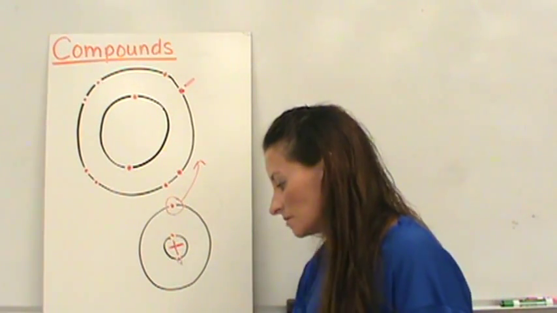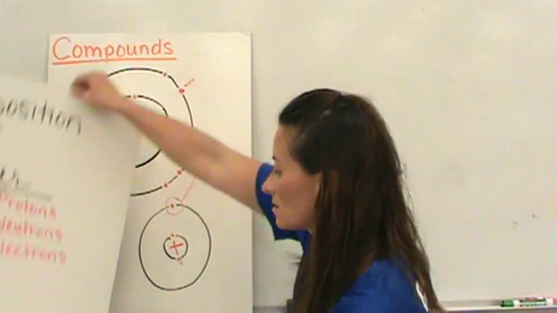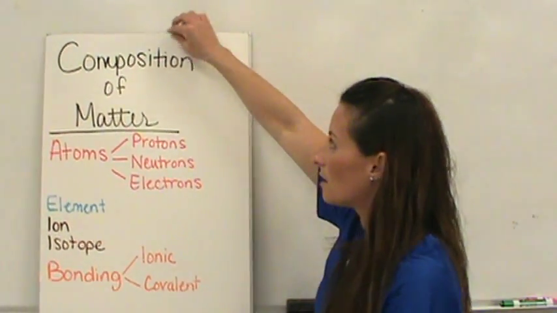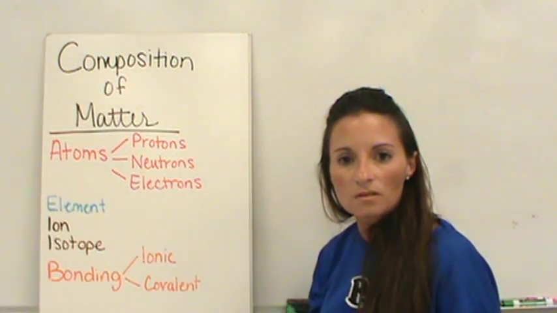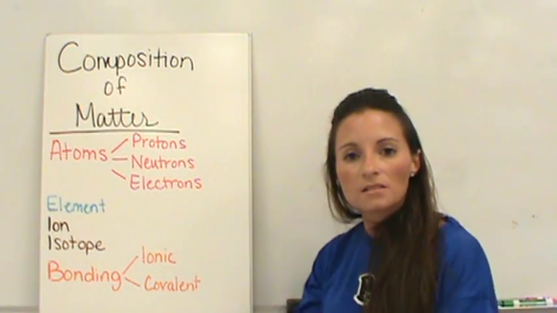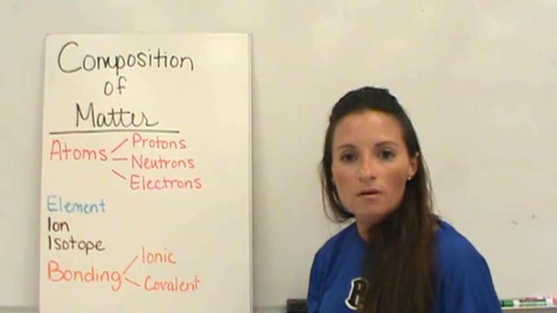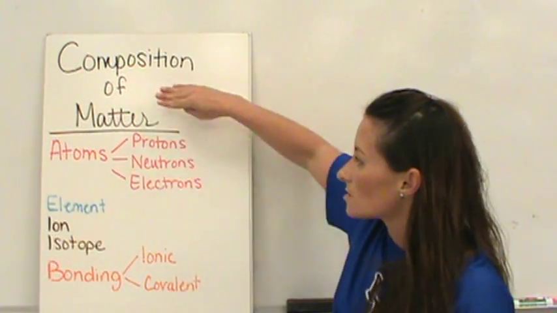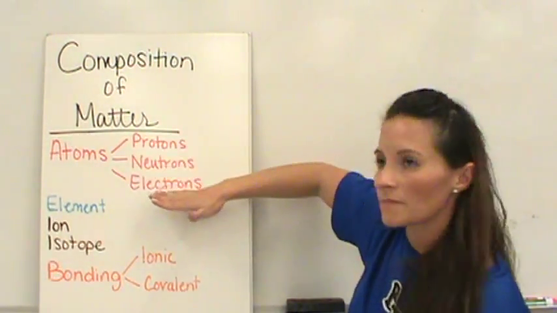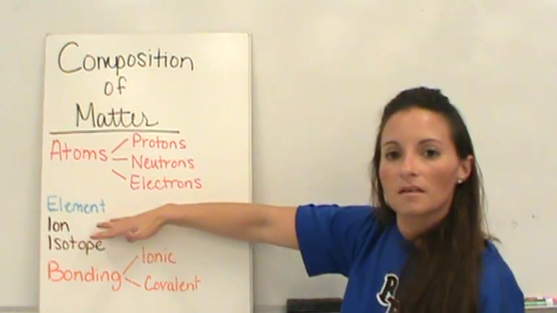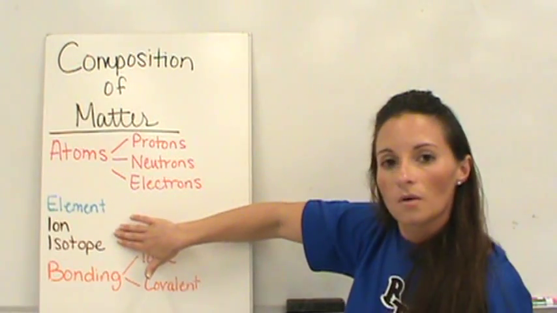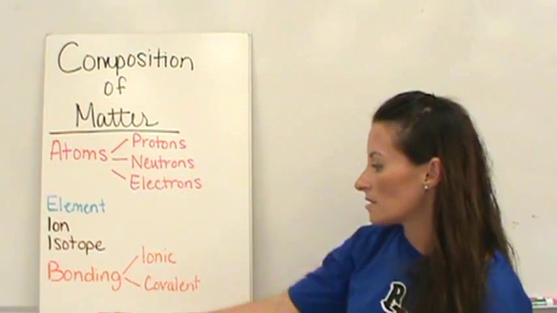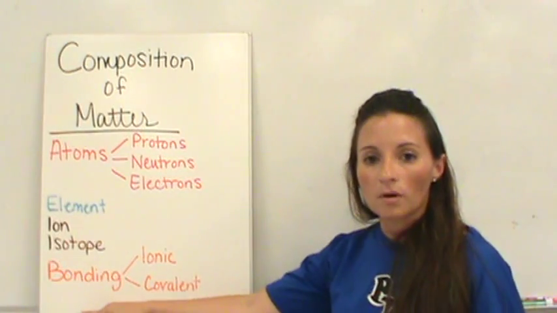So we just covered the basics of the composition of matter. I know most of this is probably a review from middle school. Hopefully it is, and we can get to class and start jumping forward with other things. We talked about atoms, what makes up the atoms, the elements and the periodic table, and how we can determine the numbers of protons, neutrons, and electrons, what an ion is, what an isotope is, and how we can bond to form compounds.